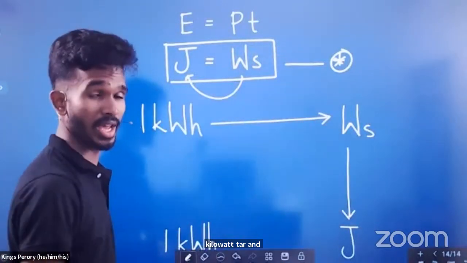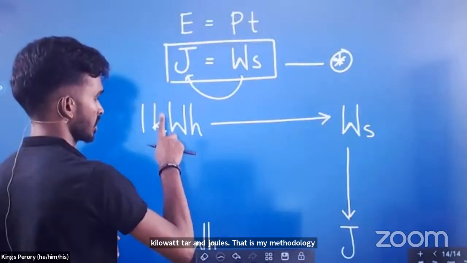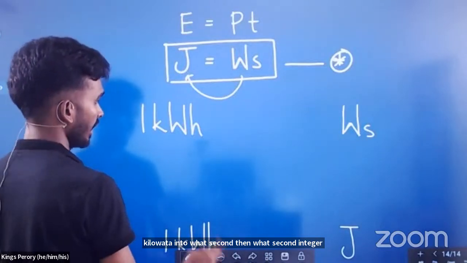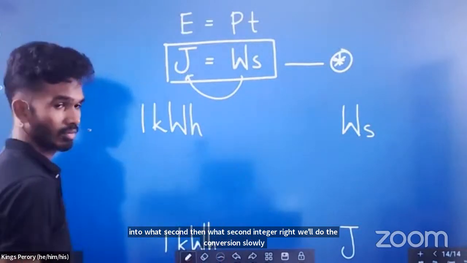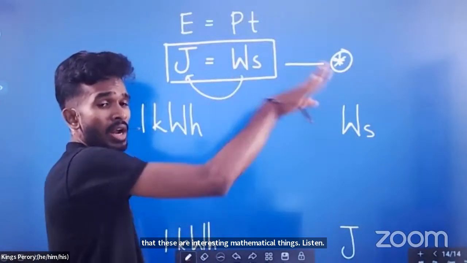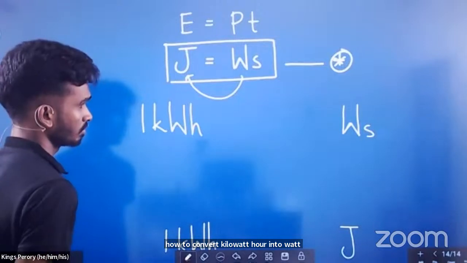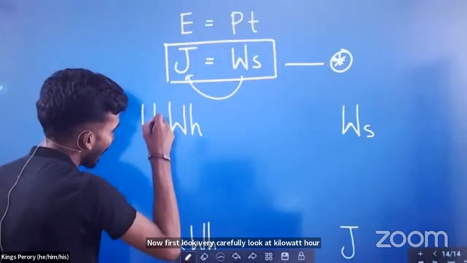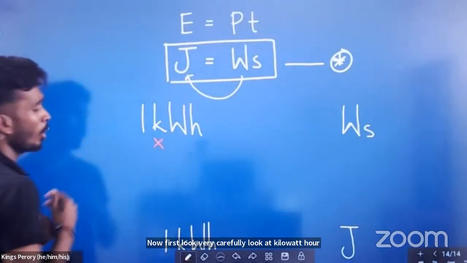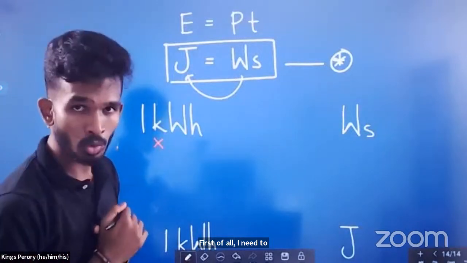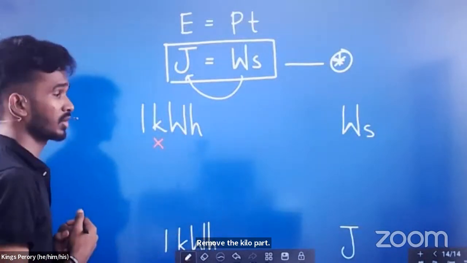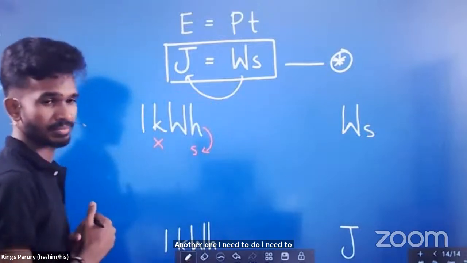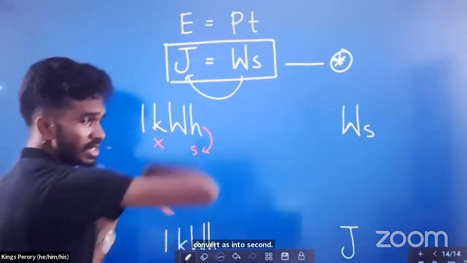That is my methodology. First understand the methodology I'm going to use: kilowatt hour into watt second, then watt second into joules. We'll do the conversion slowly. These are interesting mathematical things. How to convert kilowatt hour into watt second? Two things I need to do. Look at kilowatt hour. First of all, I need to remove the kilo part. That's not enough. I also need to convert hours into seconds. If I do both these changes, this will become watt second.